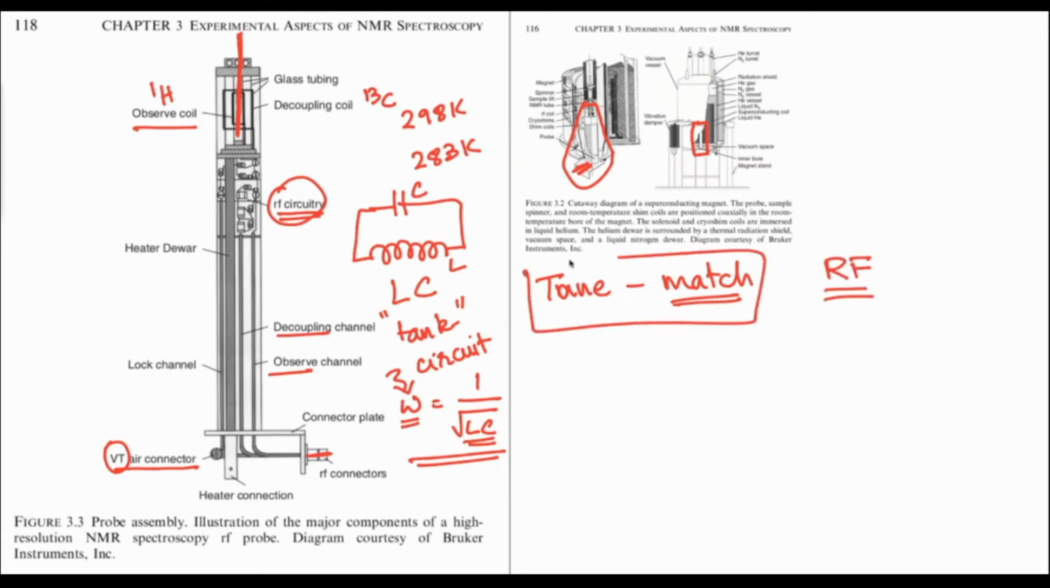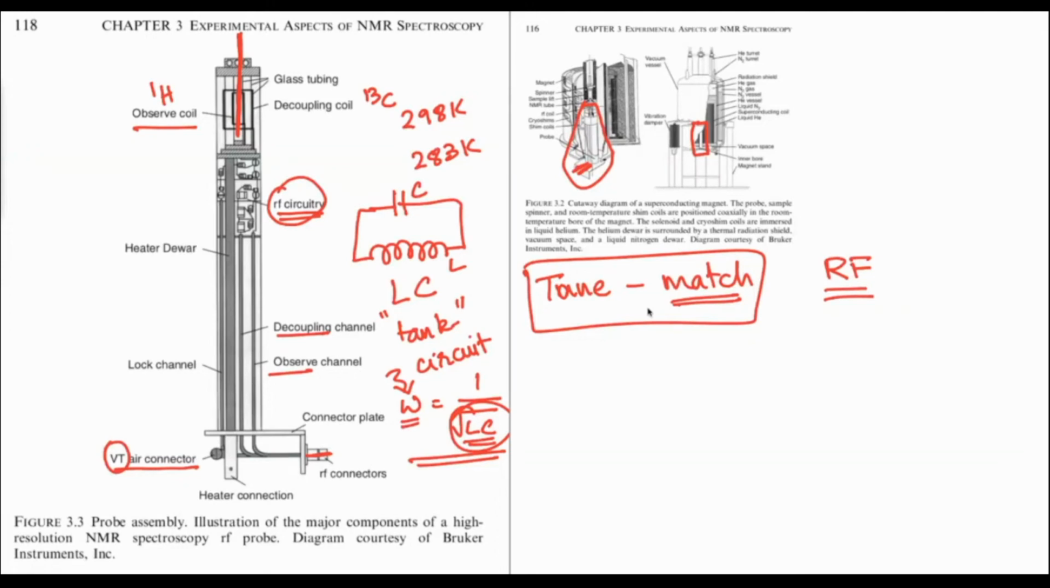So this tune and match, where you end up changing the impedance, like the capacitance and the inductance of this coil, helps you ensure any pulses that you apply are completely transferred to the sample and not reflected in the process. So this is a very important aspect, and one also has to remember that generally in our sample we tend to have salts that are present.